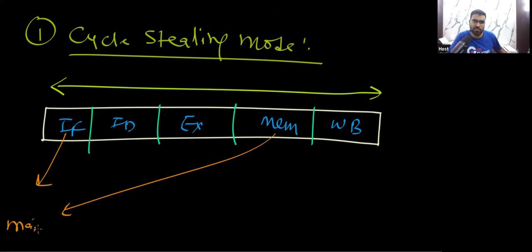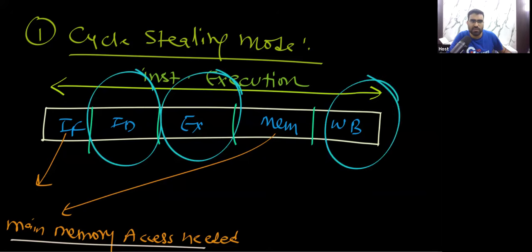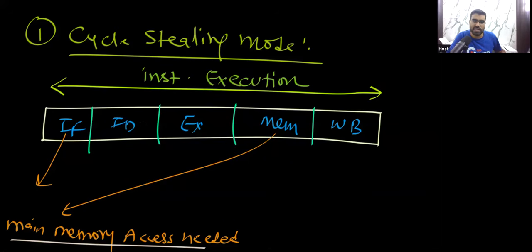Main memory access needed. Do you agree that only in these two stages? During the instruction execution, only in these two stages is the main memory access needed. Now let's assume DMA, what can it do? Can DMA use this cycle and this cycle? Do you agree with me? Can DMA use these cycles?